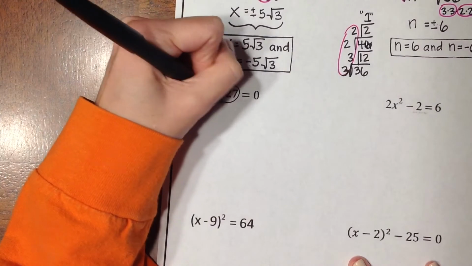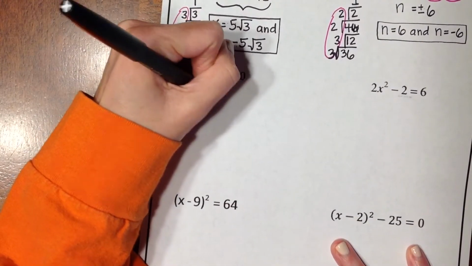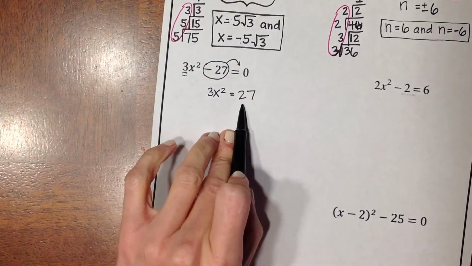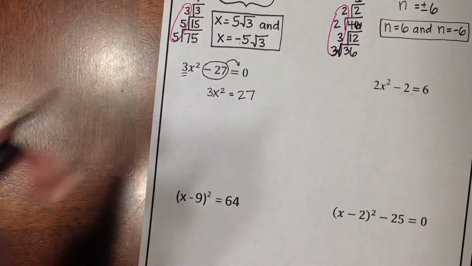Okay, so now let's look at what happens when our a coefficient is not a 1. So again, we're still going to move our constant to the other side. So we're going to have 3x squared equals 27. I still want to make sure that my constant is positive. We can't take the square root of a negative number just yet. You haven't learned those skills. That will come up in Algebra 2.